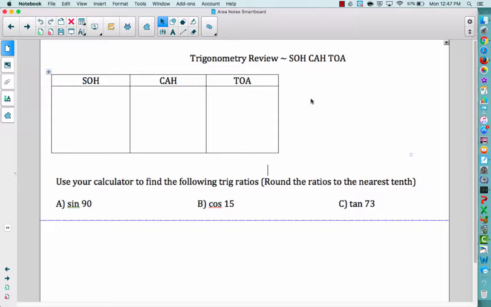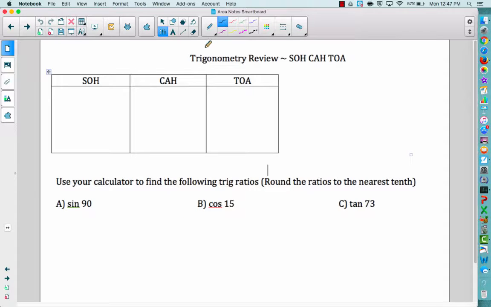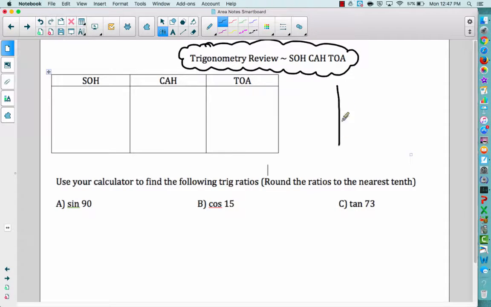Hi everyone. So we've been working on area of polygons, and I just wanted to do a little trig review because now we're going to get to find area, but we may have to use trigonometry. So let's just remember SOHCAHTOA. It refers to the relationship between the side lengths in a right triangle and the angle measures.